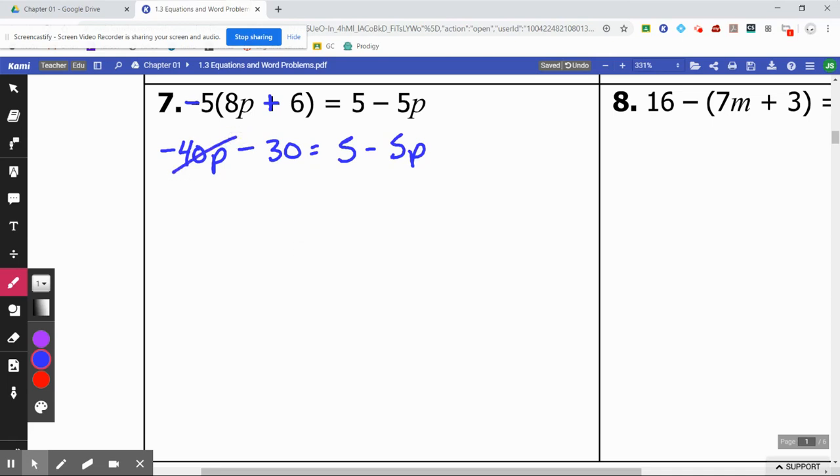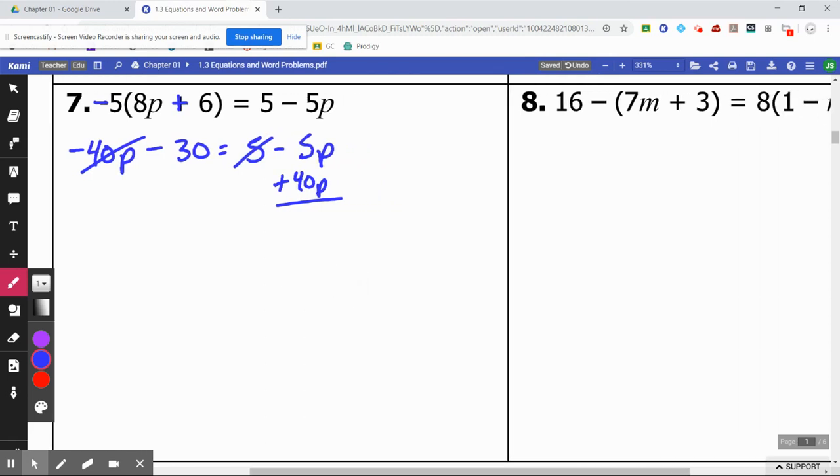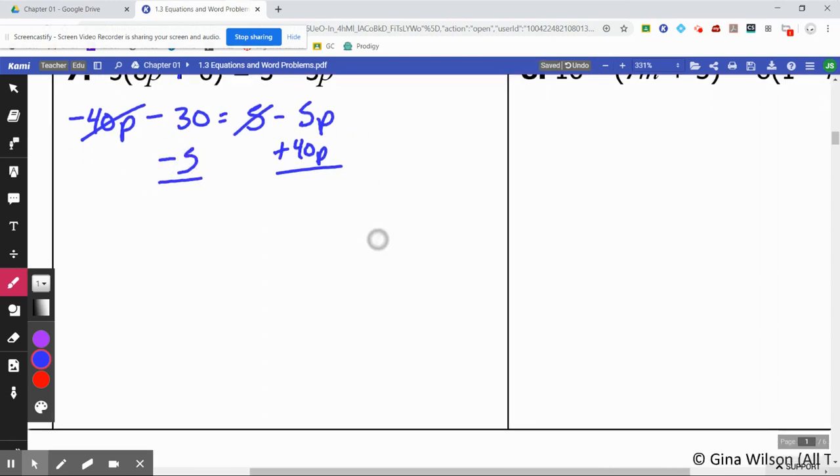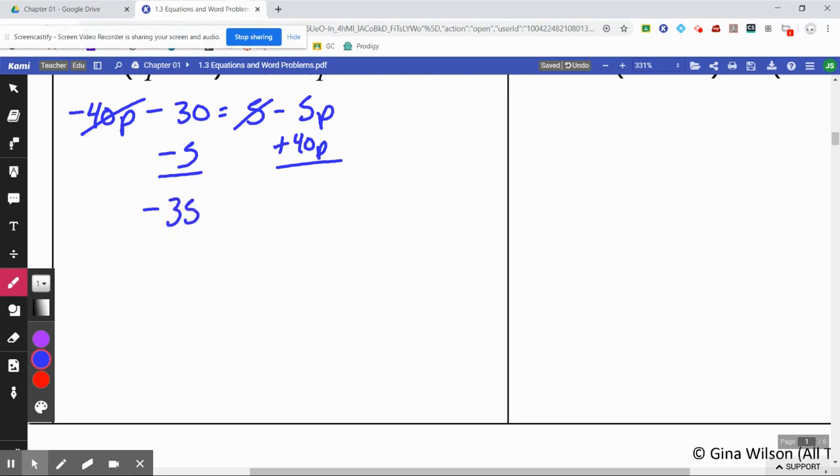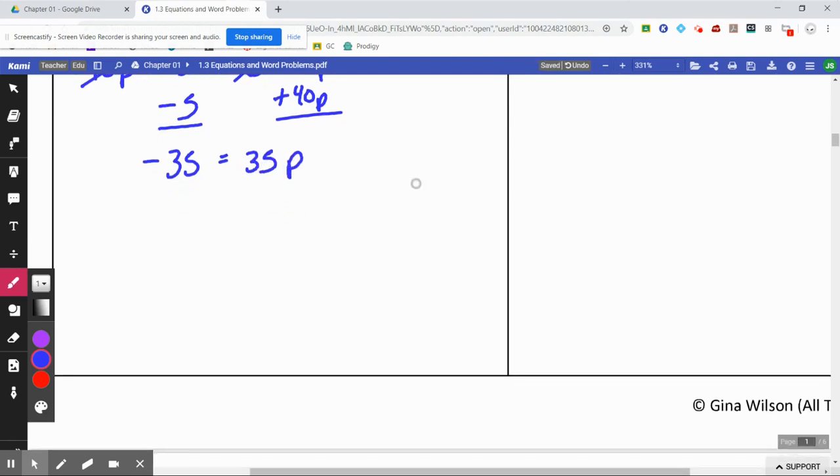Like, watch this. I'll do it opposite what we've been doing. Minus 40, you could actually move over to the right side by doing plus 40. But if you're going to move the p's to the right, move the 5 to the left away from those p's. So now on the left side, you have negative 35. Bring down the equal sign. Negative 5 and a positive 40 is, actually, a positive 35p. Last step to get rid of this 35, since it's being multiplied, let's divide. And you get p equals negative 35 divided by 35 is a negative 1.